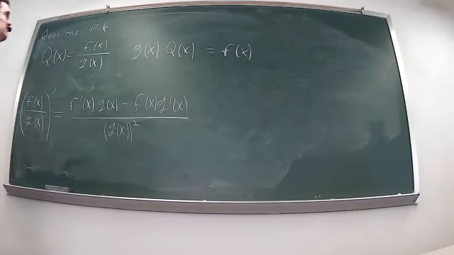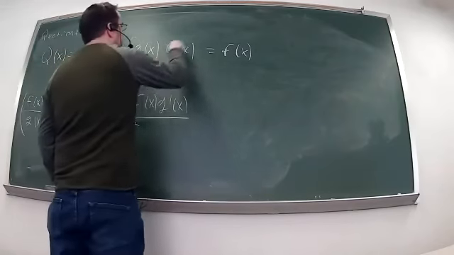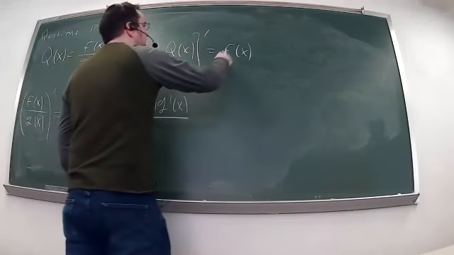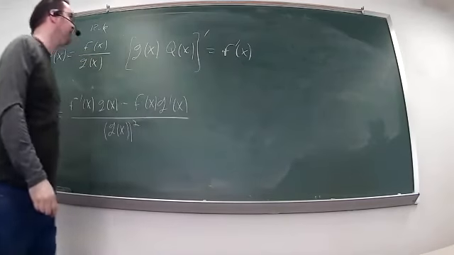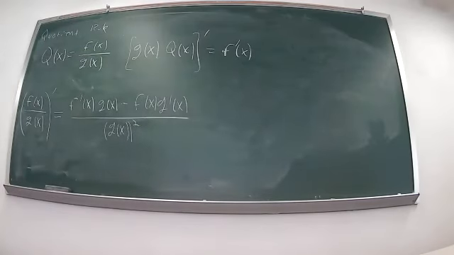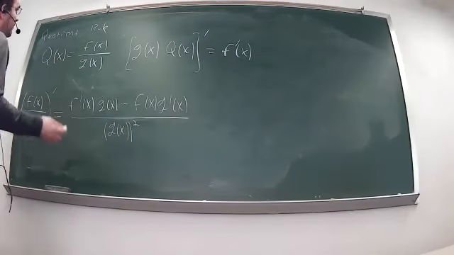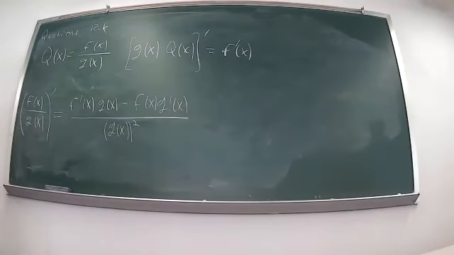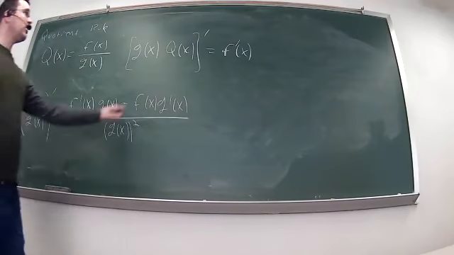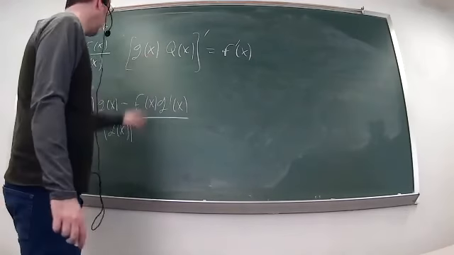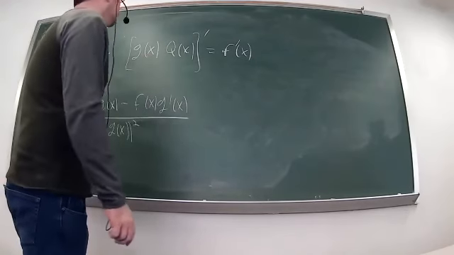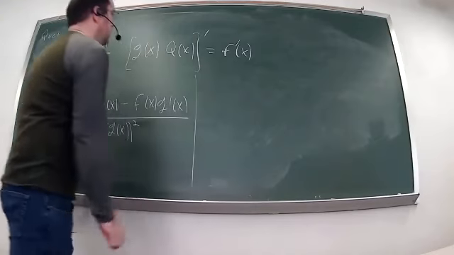And what I can do is take the derivative of both sides of this equation. If it's true that g of x times q of x is equal to f of x, then it must be true that the derivatives are also equal. That is to say, the derivative of f of x is equal to the derivative of the product g of x times q of x. And so I can now use the product rule on the left-hand side.